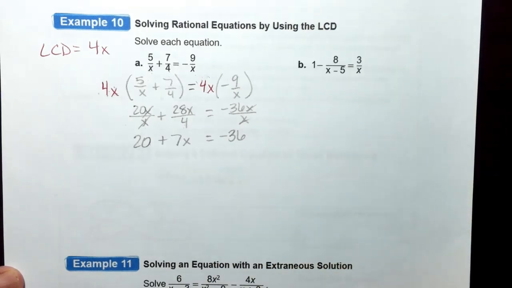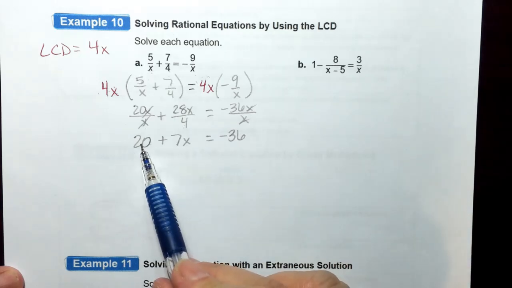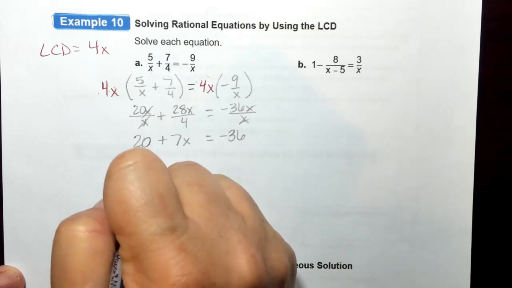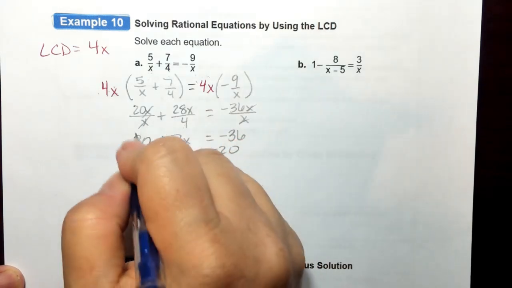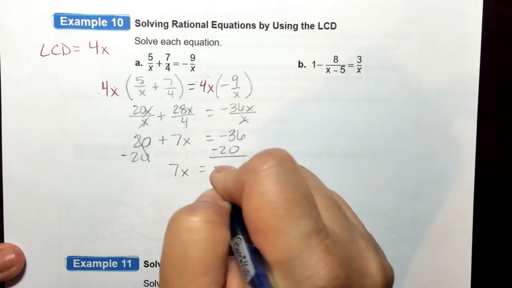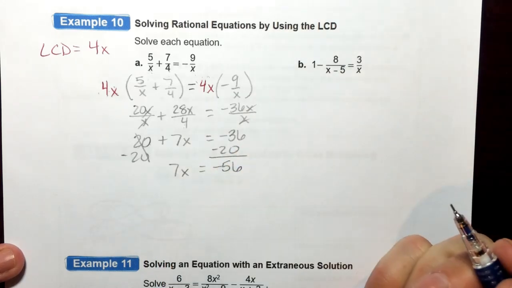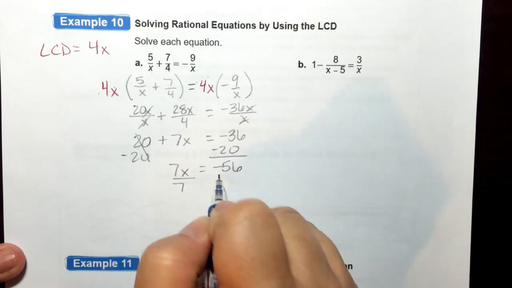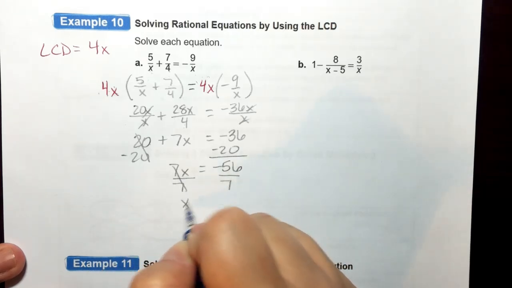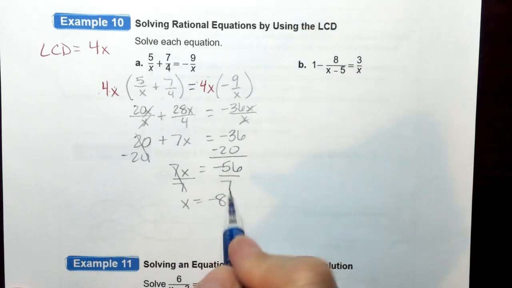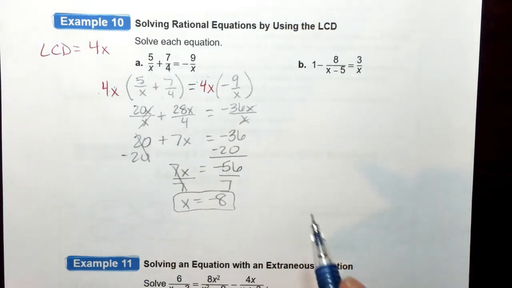This is a two-step equation. All right, so what do we need to do? We need to get rid of this 20 so we can get x by itself. So how do we do that? We subtract it. So that leaves us with 7x is equal to negative 56. All right, then we don't want 7x's, we want 1, so we divide both sides by 7, and we get x equals negative 8. So our solution is x is equal to negative 8.